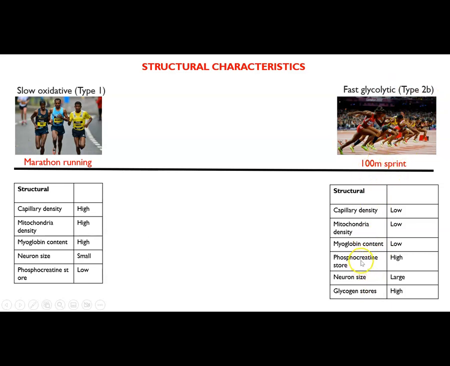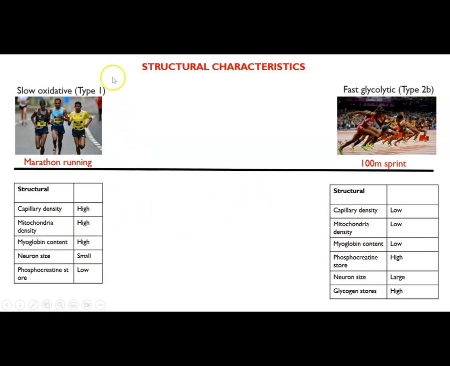These three here are why this muscle fibre type is effective for the 100-meter sprint. It's because it has high phosphocreatine stores, it has a large neuron size, and it has a high glycogen storage. Okay, so they're complete opposite to the slow oxidative muscle fibre type.